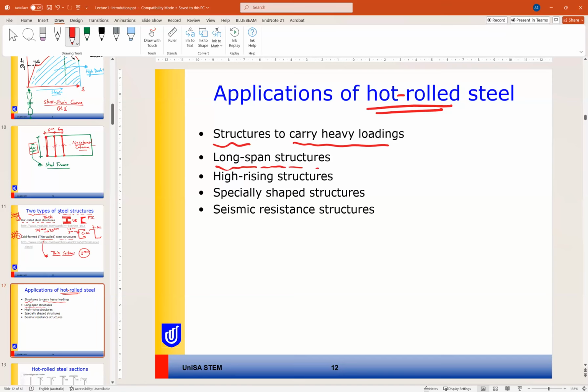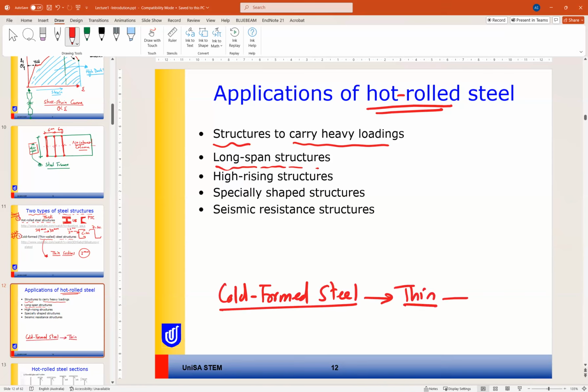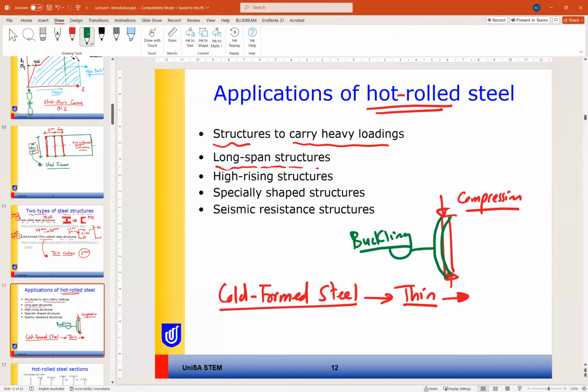because the problem in cold formed steel sections is that it is thin material. So if it is thin, what happens if you have a member or column under compression? What do you think? Do you expect what will happen if you have a member or element under compression? It will be susceptible to buckling. So buckling is our problem with cold formed steel because it is thin.